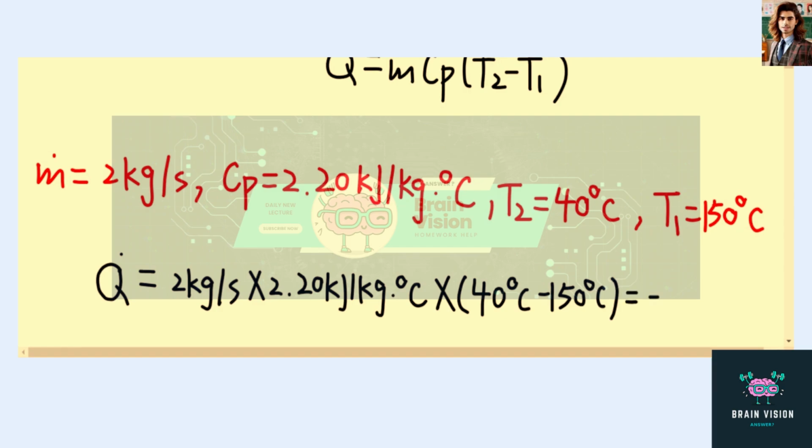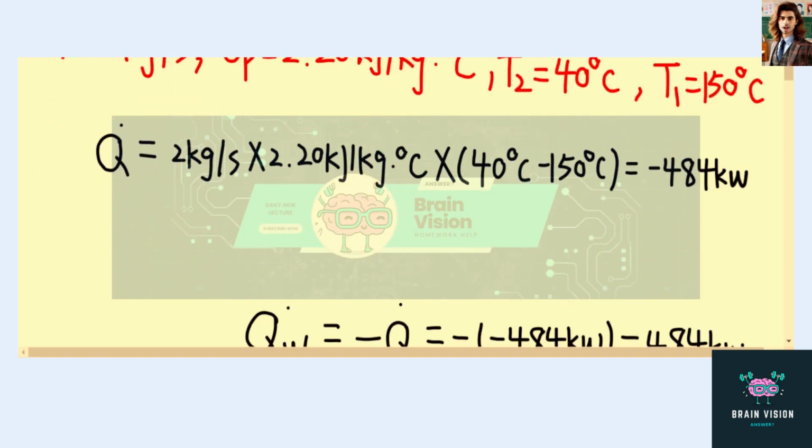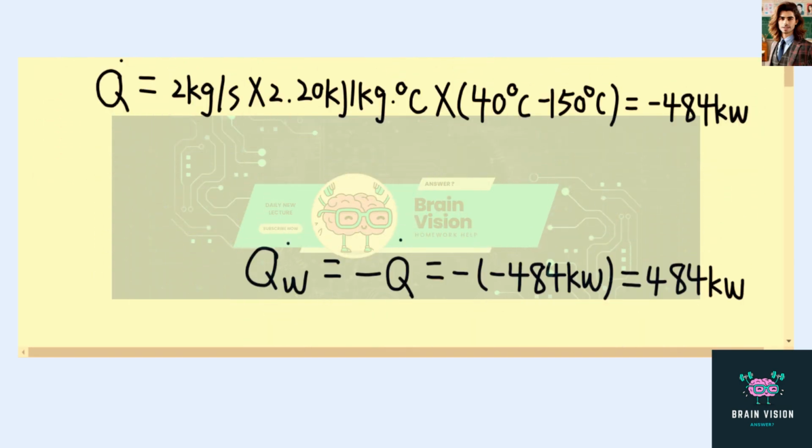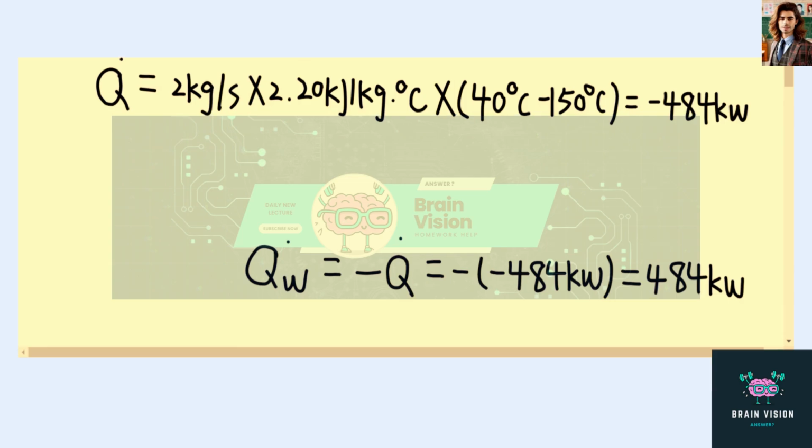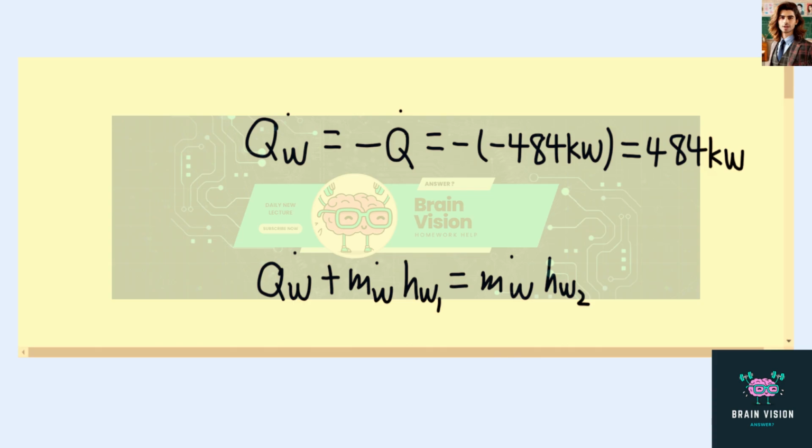This will give us the rate of heat transfer in the oil, which is about negative 484 kilowatts, which means that the oil is losing heat at 484 kilojoule per second. If the oil is losing heat, that means the water is getting the same amount of heat, which is 484 kilowatts, with the sign being positive. So therefore, we can determine the exit temperature for the water.